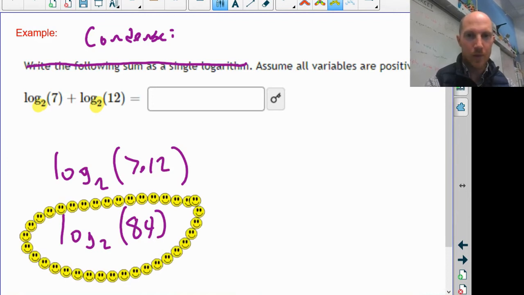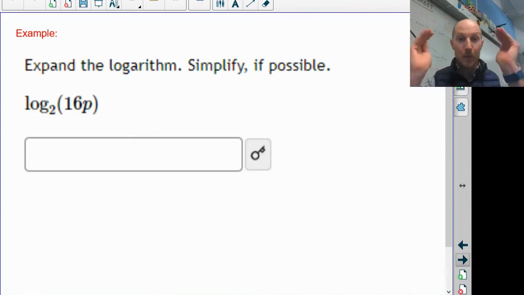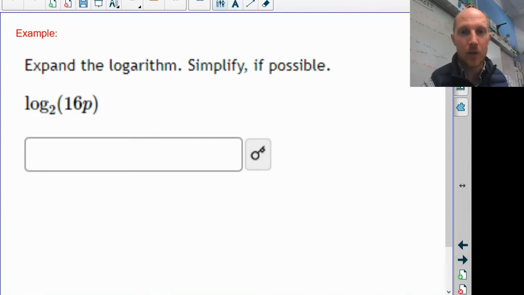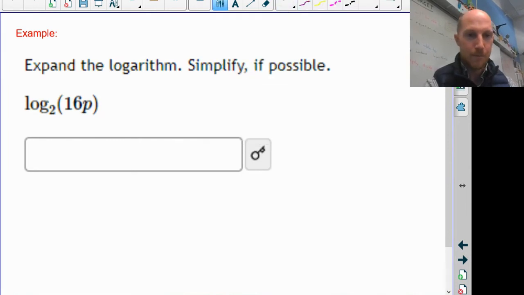Final answer. Okay. Expand the logarithm this time. So I got log base 2 of 16 times p. So inside the parentheses there, multiplication, 16 times p. So I'm going to expand that into adding two separate logs.